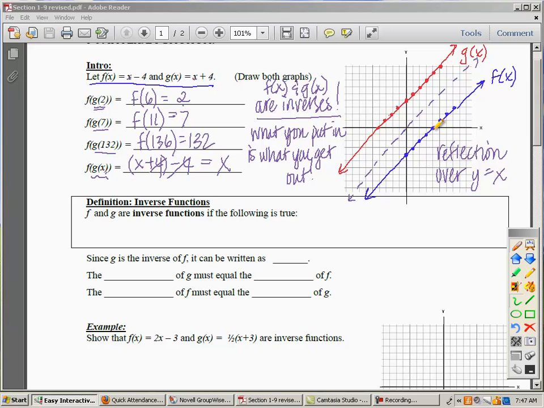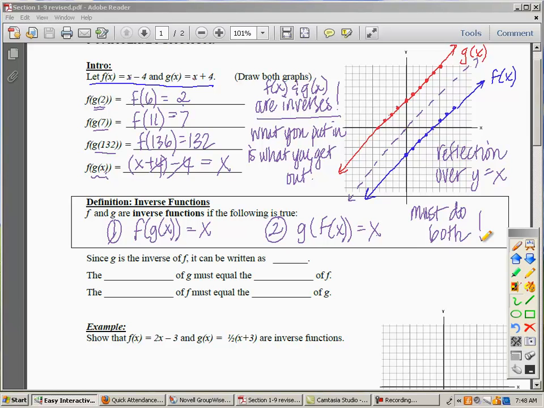The definition of an inverse says that f and g are inverses if the following is true, and 2 things have to happen. 1, the composite of f of g has to get x. So what you put in, you get out. And the second, if I go the other way, g of f of x has to also get me x. What I put in both directions gets me what I got out in both directions. And so this is the idea, and you must do both. In order to show that things are inverses, you have to do both composites.